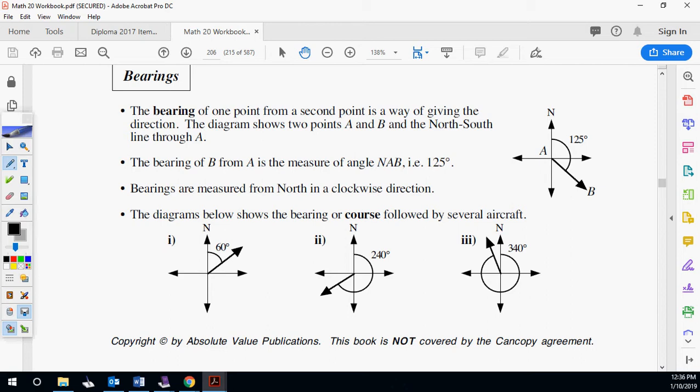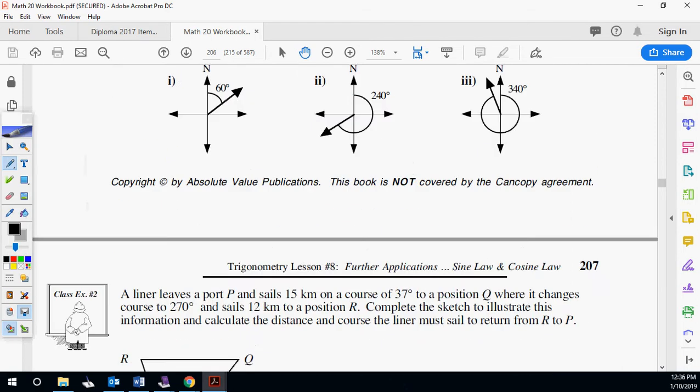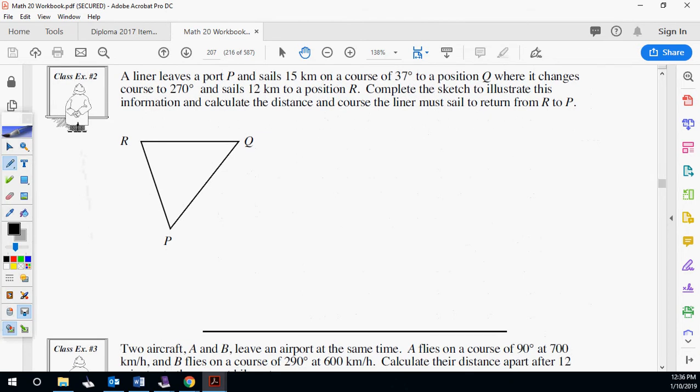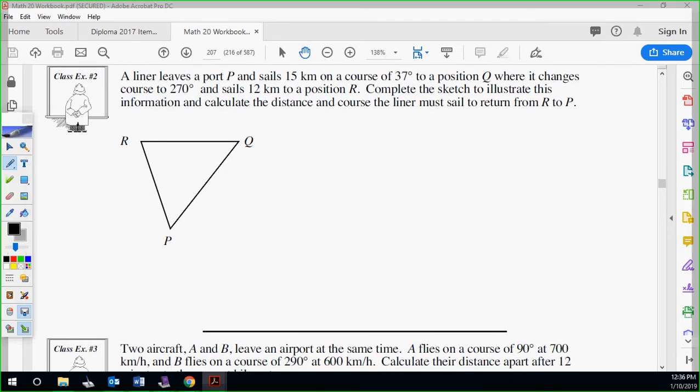All right, so let's talk about a couple things here for an example. A liner leaves at a port P, so we're right here to start, port P. Sails 15 kilometers on a course of 37 degrees. This is the tricky part. 37 degrees is not this angle, right? It's 37 degrees if I drew the altitude line. This is 37 because it's from north. So it's 37 degrees like that. And that's 15, he went 15 kilometers. So I'm just labeling the information they gave me.